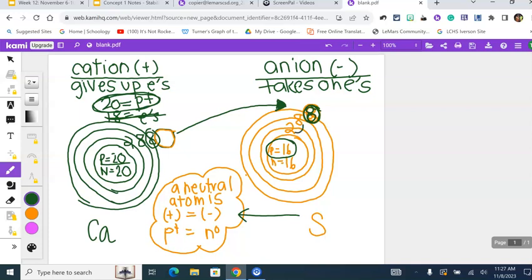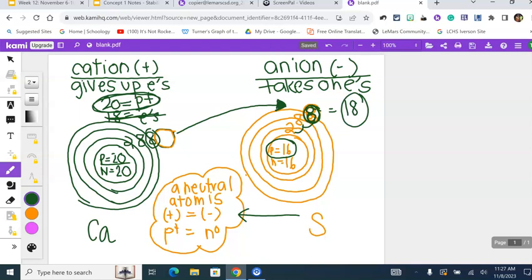2 plus 8 is 10. 8 plus 8 is? Well, I'm sorry. 2 plus 8 is 10. 8 plus 10 is 18. So how many electrons now does sulfur have? 18, which is 2 more than it was born with, if you will.